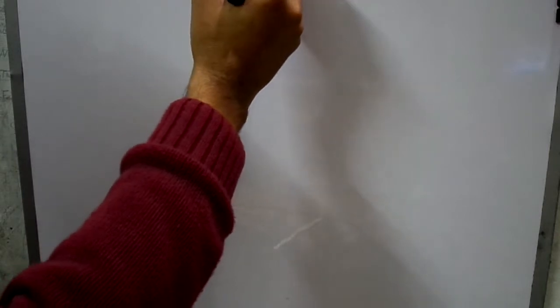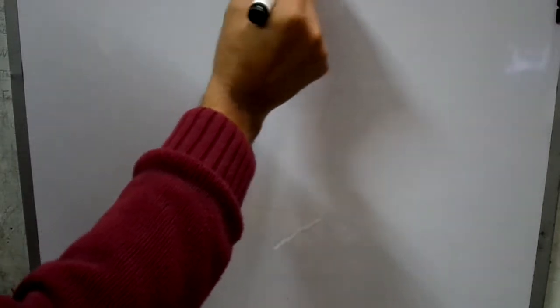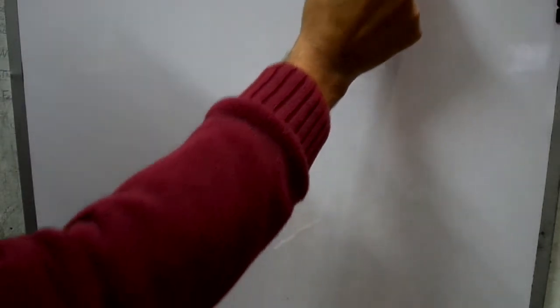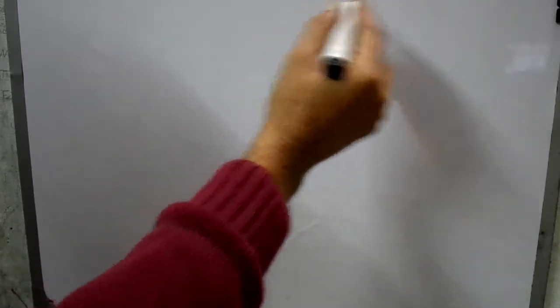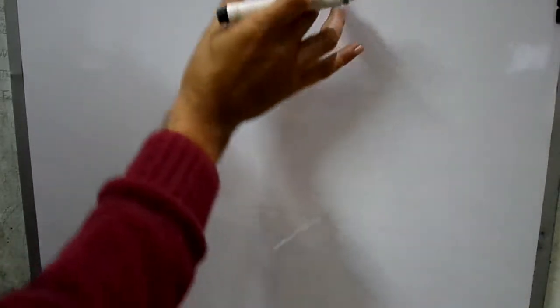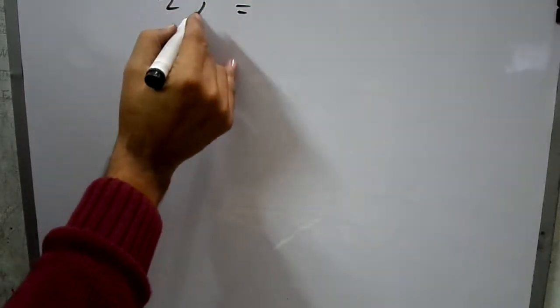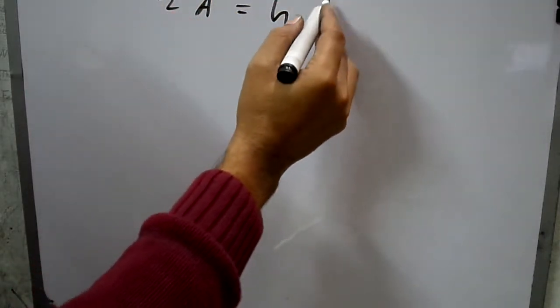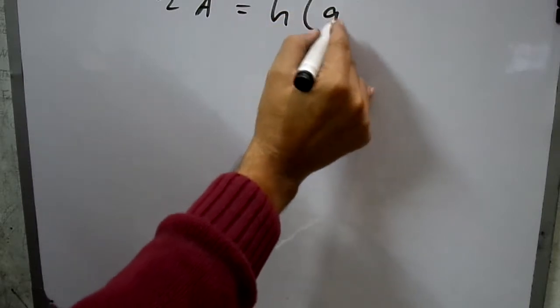Coming to the G part, that is A is equal to H by 2 (A plus B). We have to make A as a subject. So by using cross multiplication, you will get 2A = H into (A plus B).